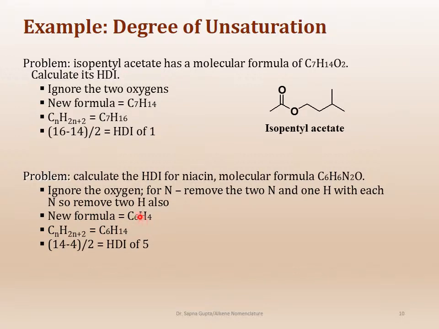So if we have 6 carbons, then we calculate how many hydrogens we should have for 6 carbons, which is actually 14. And so then 14 minus 4, 4 is what we have in our formula, and that is 10 divided by 2, which gives us the hydrogen deficiency index of 5, which means we have 5 degrees of unsaturation. So here is our formula, and here we have a ring. We have 3 double bonds and 1 double bond outside. So 4 double bonds and 1 ring. That gives us a hydrogen deficiency index of 5.